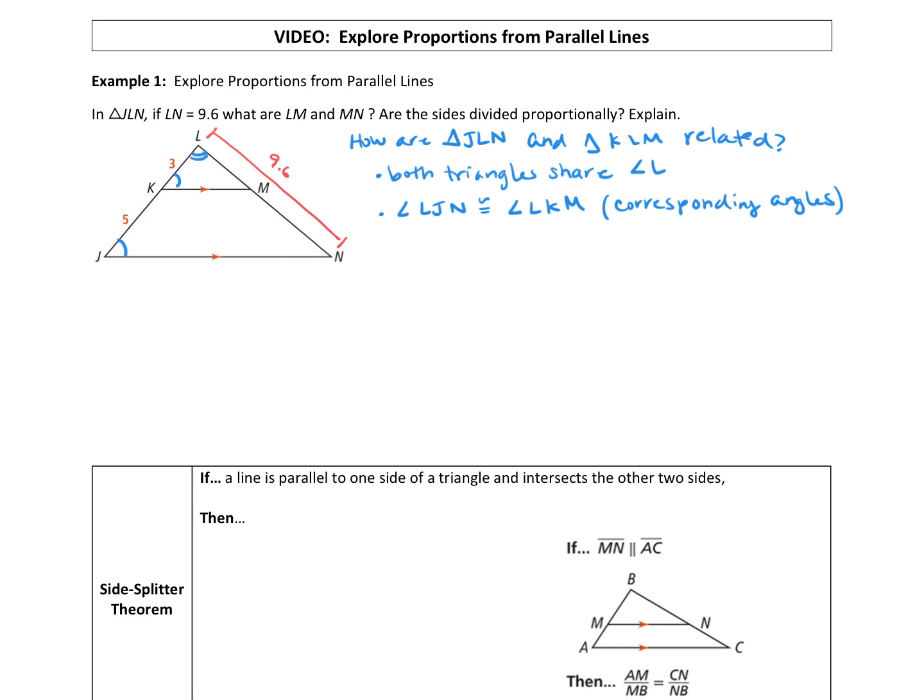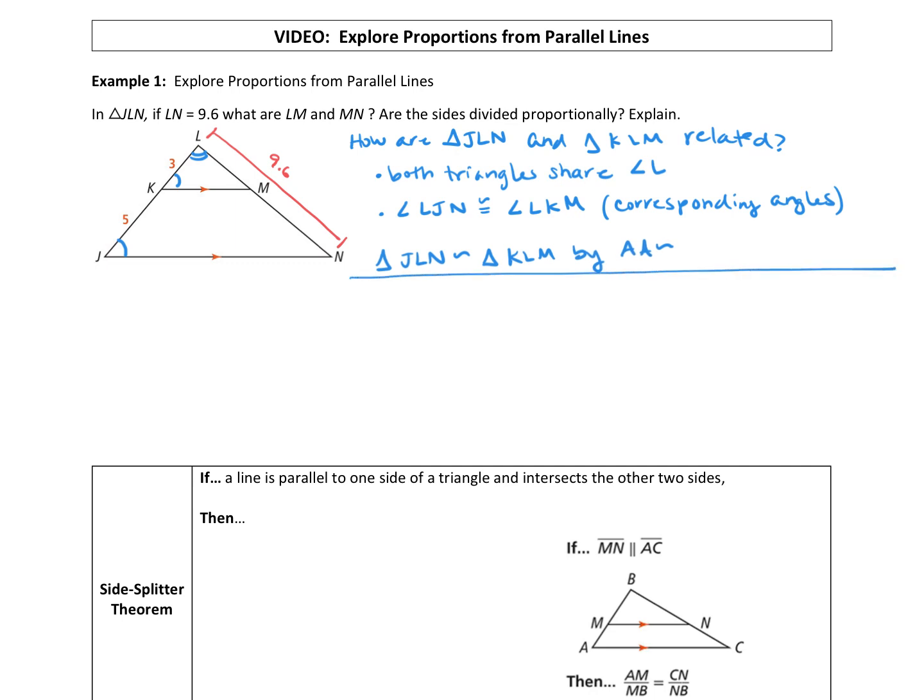So we just figured out that we have, I'm going to go ahead and mark angle L up here, congruent to itself. Basically, L is in both triangles. We have two angle congruencies. So what that means is that we have similar triangles. Triangle JLN is similar to triangle KLM by our angle-angle similarity.